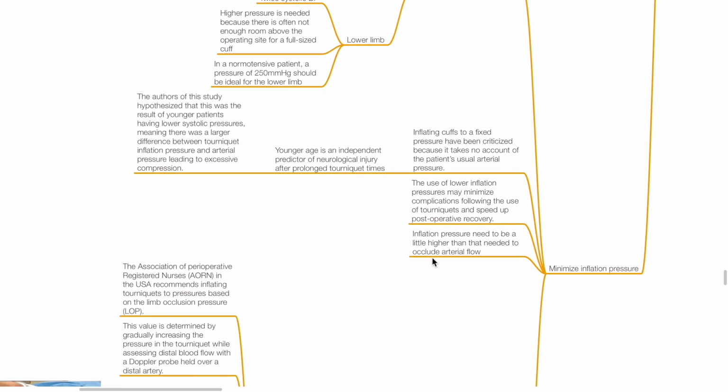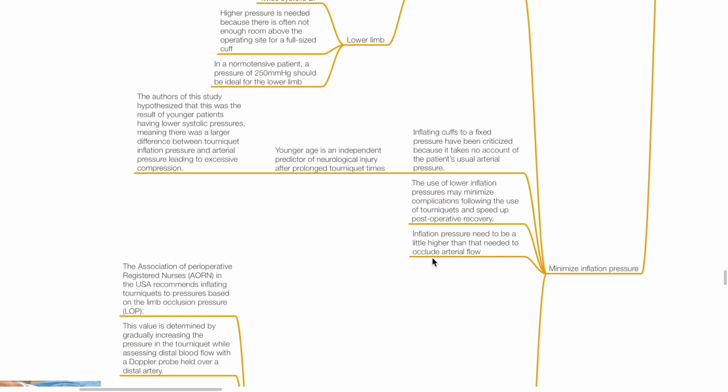Inflating cuffs to a fixed pressure has been criticized because it takes no account of the patient's usual arterial blood pressure. Younger age is an independent predictor of neurological injury after prolonged tourniquet times. It is hypothesized that this was due to younger patients having lower systolic pressures, meaning there is a higher difference between tourniquet inflation pressure and arterial pressure, leading to excessive compression. The use of lower inflation pressures may minimize complications following the use of tourniquets and speed up post-op recovery.